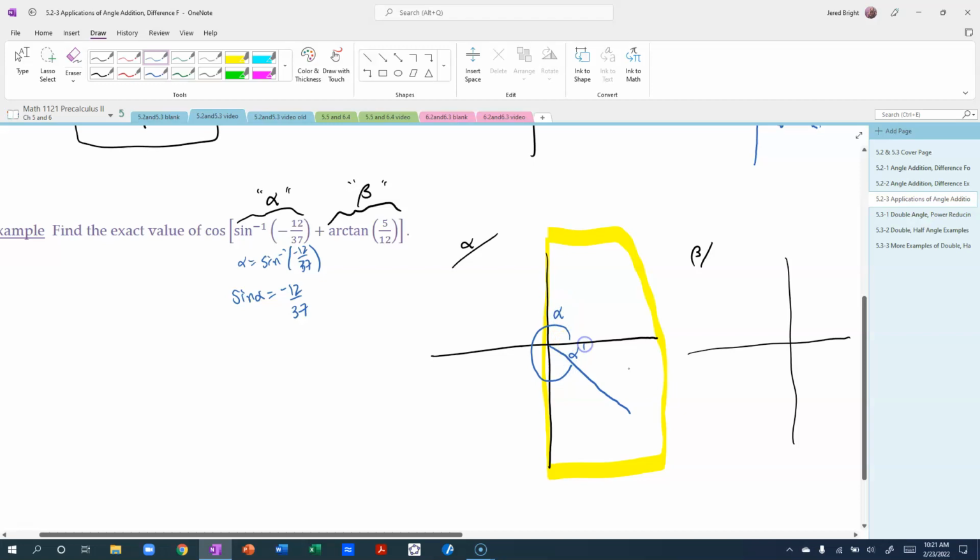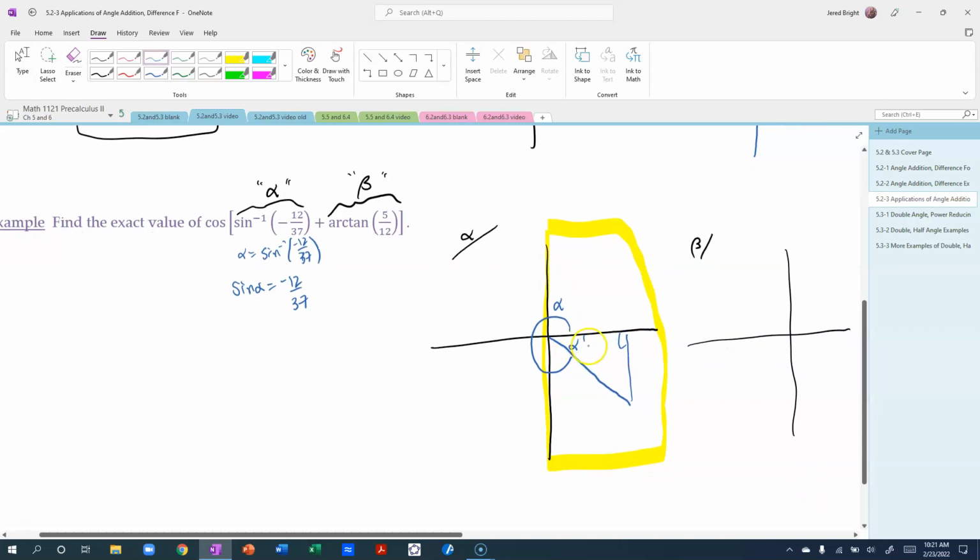I can look at its reference angle here, and then in this diagram I can drop an altitude to the x-axis and say that in this triangle, sine, which is opposite over hypotenuse, means that the opposite side is negative 12, the hypotenuse is 37, and I can find the adjacent side as 35 using the Pythagorean theorem.